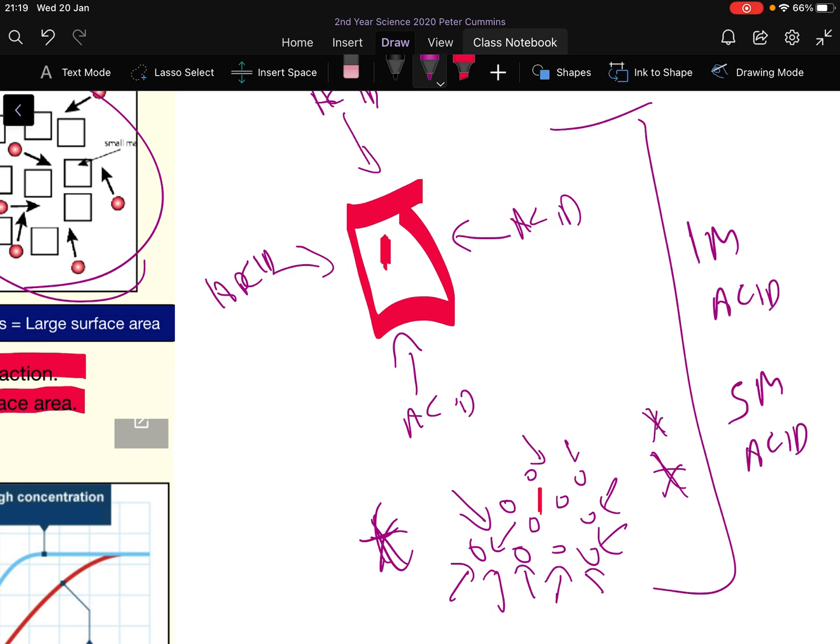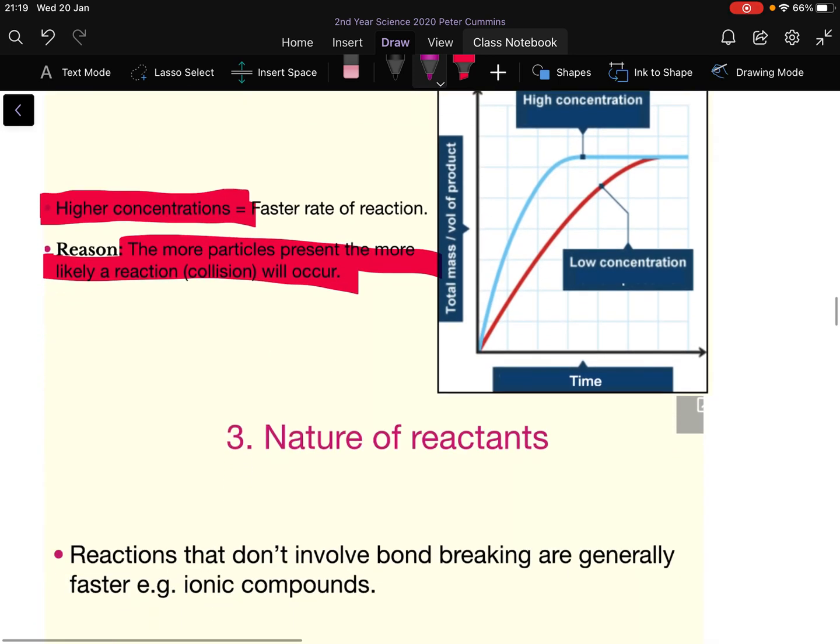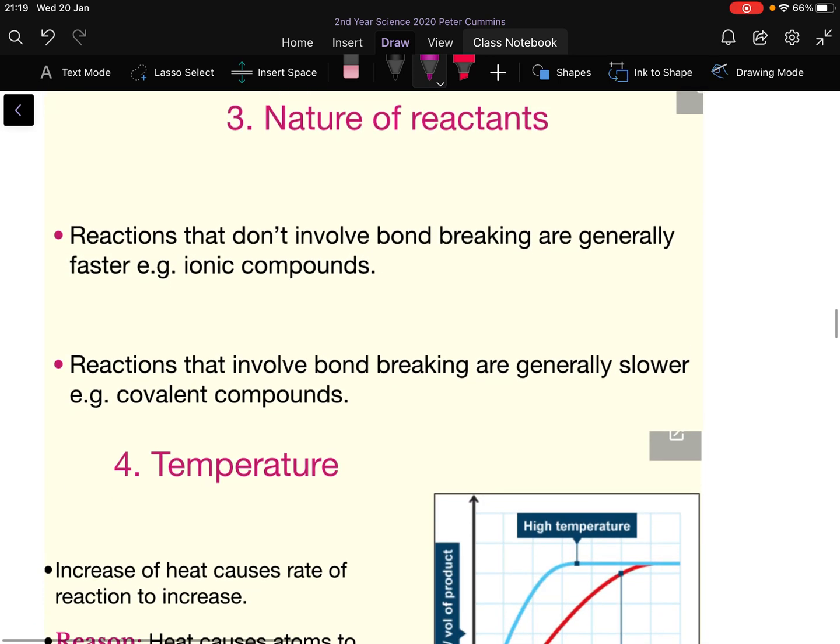So there's 2 things so far. The smaller the particles, the quicker the reaction. The stronger the acid, or the stronger the reactant, the quicker the reaction. Here's your second one. That all makes sense, and that's one that we're definitely going to be doing. The third one is kind of not related. It's reactions that don't involve bond breaking are generally faster. So think, if you're using ionic compounds, it's usually much quicker. Covalent is slower. So the best way to remember it is ionic is quick, covalent is slow.